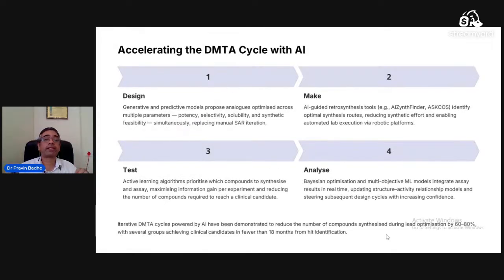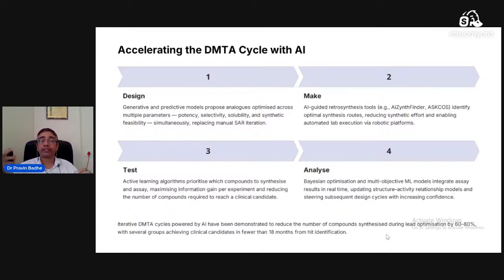So this is the cycle where you initially design the molecule using generative and predictive models. So that way it can give you multiple parameters like potency, selectivity, solubility. So these types of properties and parameters can be understood. Then you move into making it by using the AI-guided retrosynthetic tools. So there are already some tools available. Yes, you can also design your own tool if you are looking for certain types of molecule.